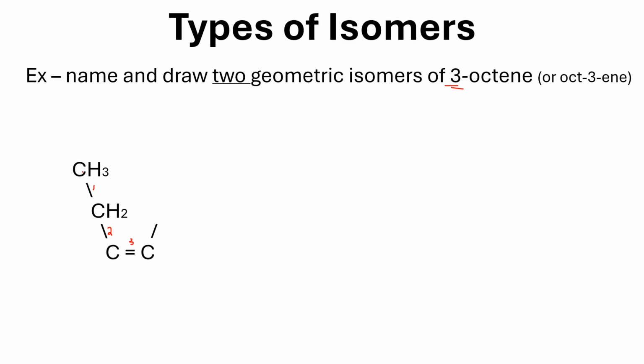Now that I've got that ready, I just need to add the rest of my carbons in. I already have 4 in line here, which means I need another CH2. That's 5. There's 6. There's 7. And there's my 8th one. And then don't forget about your 2 hydrogens here.